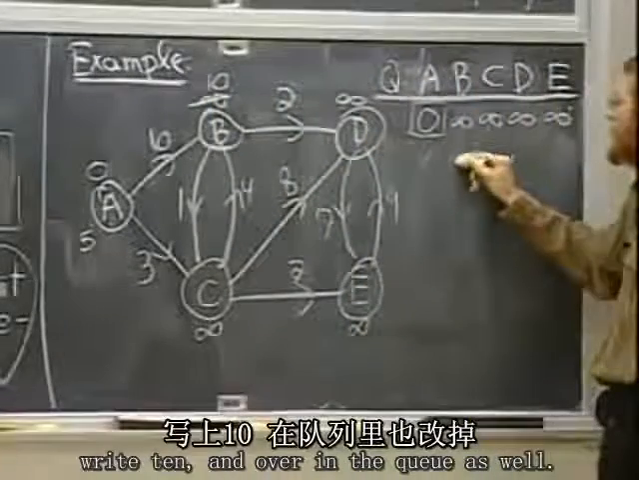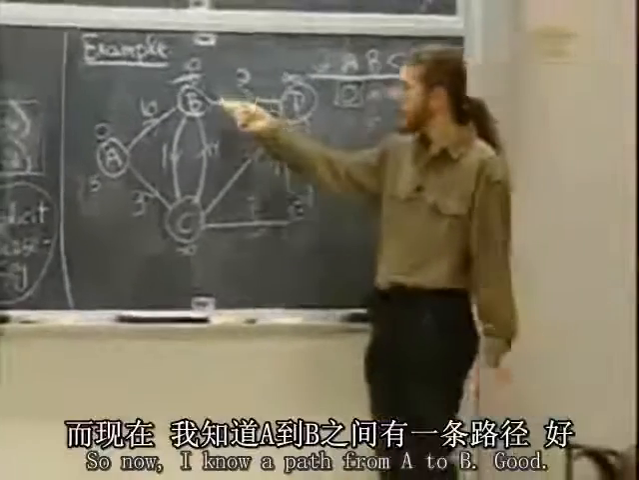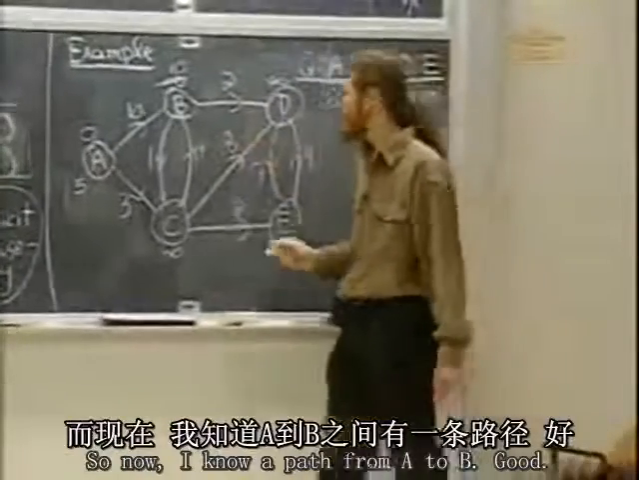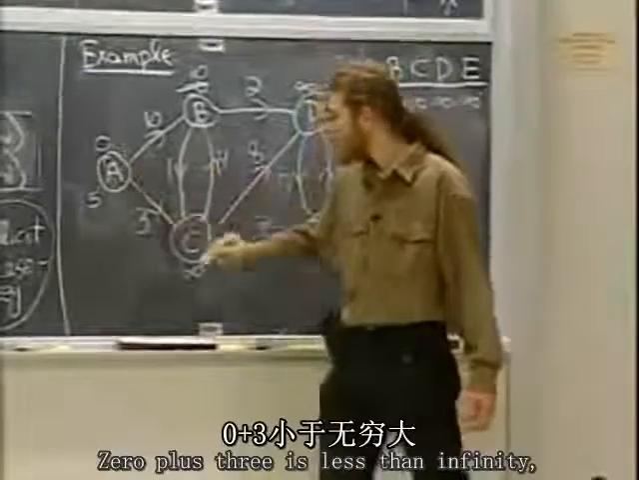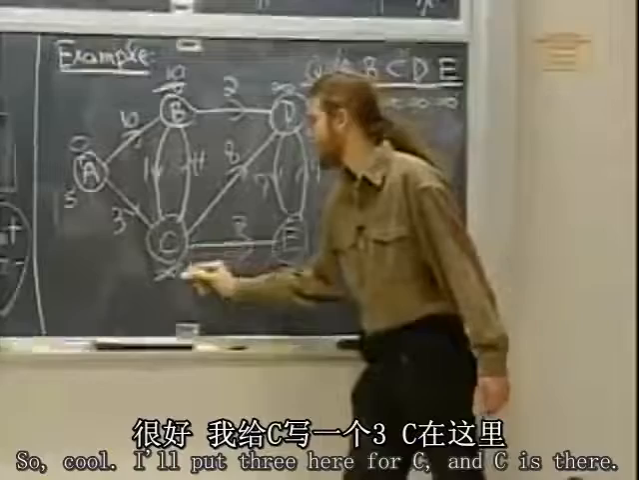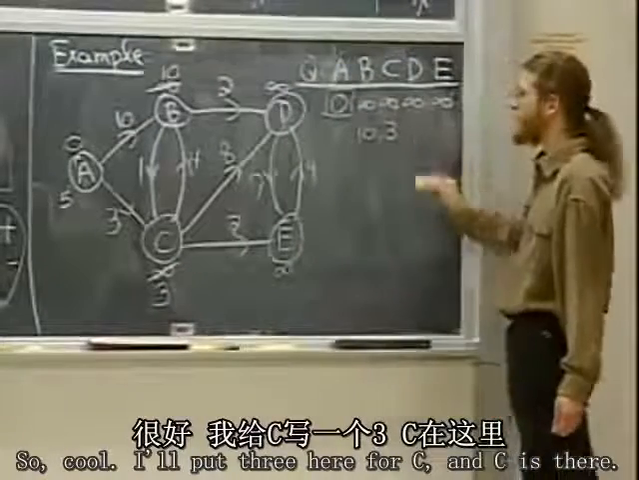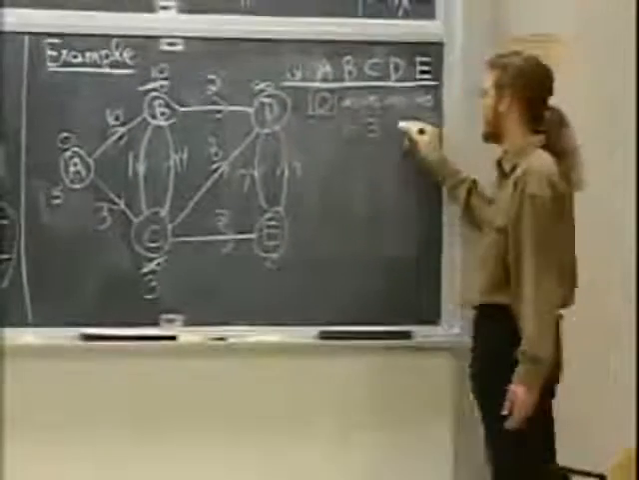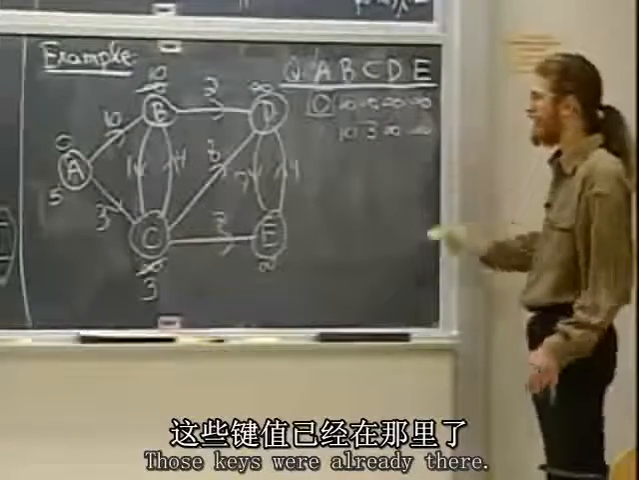And over in the queue as well. That's the decrease key operation. So now I know a path from A to B. Good. A to C is the only other edge. 0 plus 3 is less than infinity. So cool, I'll put 3 here for C. The other vertices I don't touch. I'm going to rewrite them here, but the algorithm doesn't have to copy them. Those keys were already there. It's just touching these two.